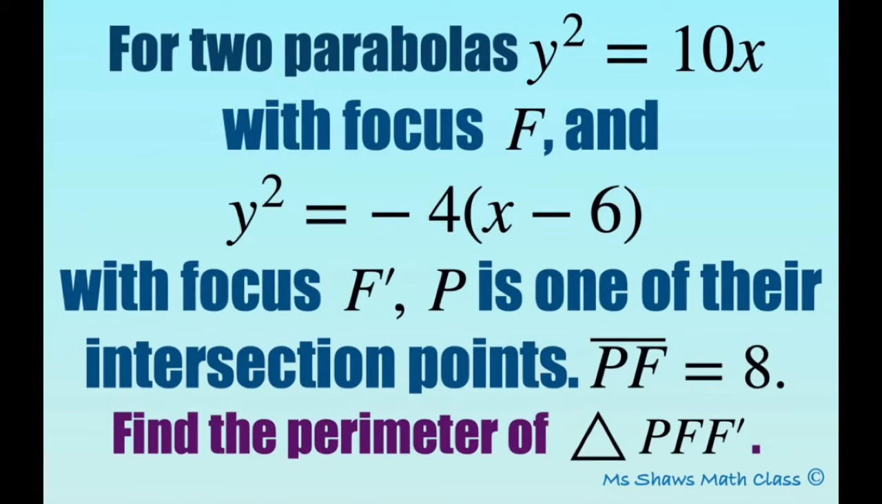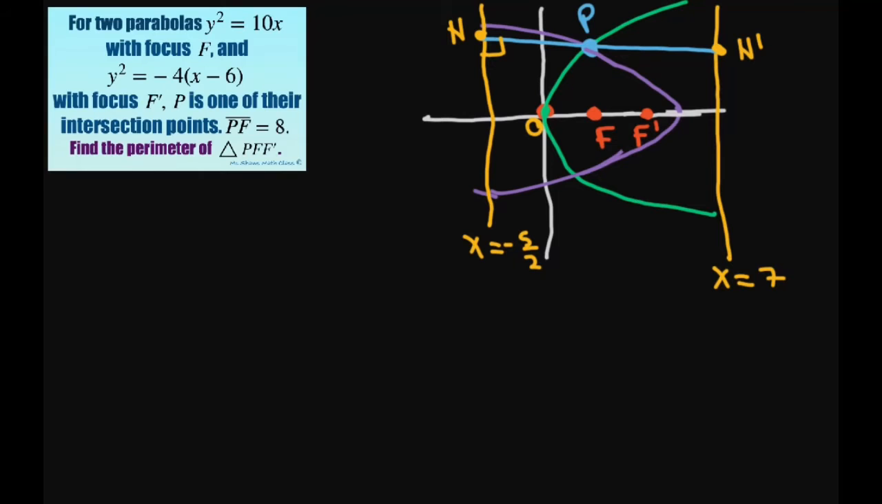Hey everyone, for two parabolas, y squared equals 10x with focus F and y squared equals negative 4 times x minus 6 with focus F prime, P is one of their intersection points. Also, the length of PF is 8. We're going to find the perimeter of triangle PFF prime. Alright, so I drew a little picture here.